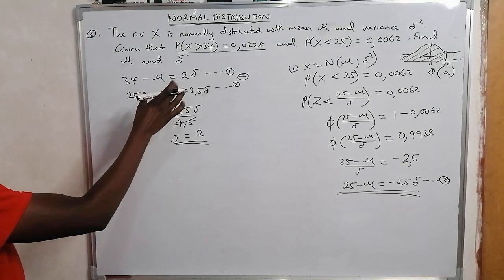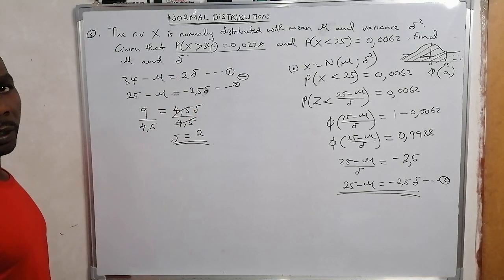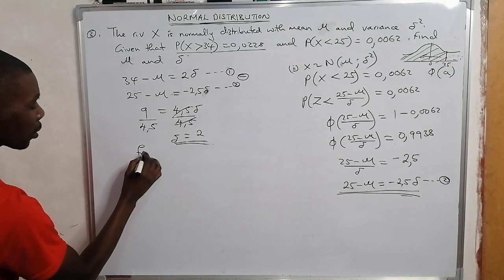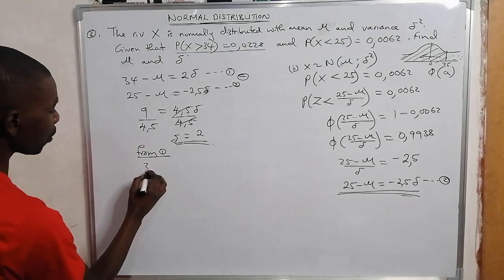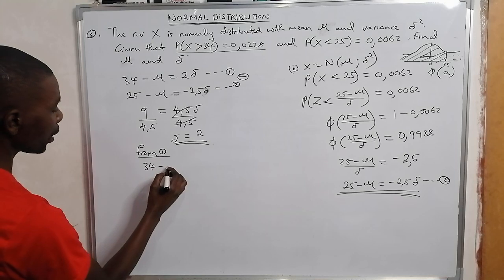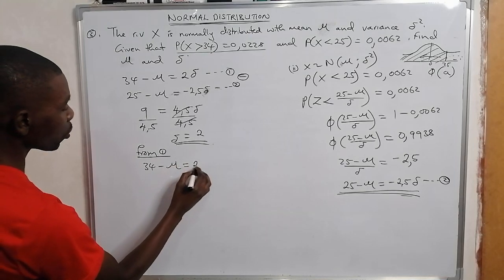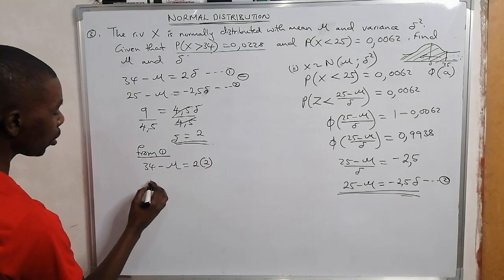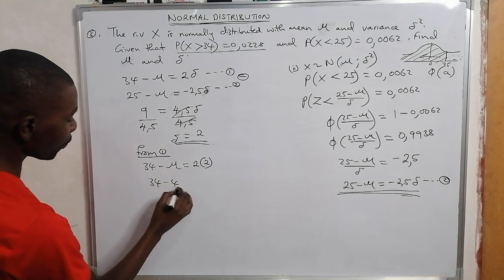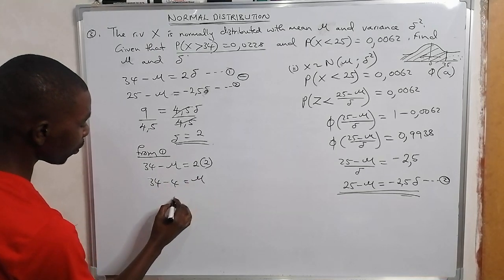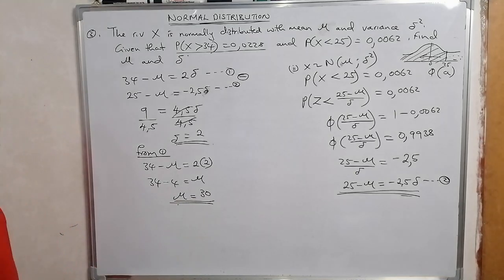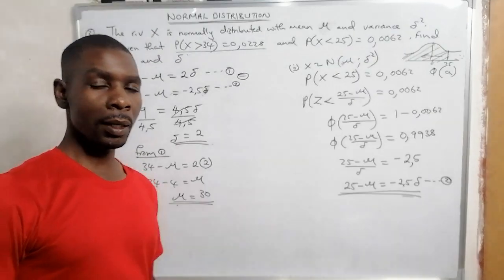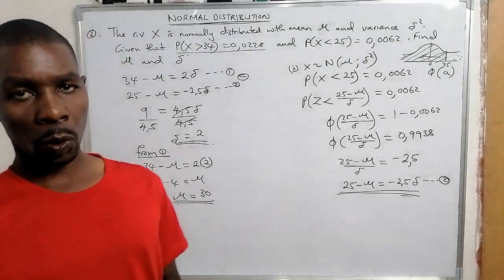Now we can use either equation 1 or equation 2 to find the mean. From equation 1, we are saying 34 minus mu is equal to 2 times sigma, which is 2. Therefore, 34 minus 4 equals mu. Therefore, our mu is equal to 34 minus 4, that's 30. So this is how we find the missing figures of mean and standard deviation, or both.